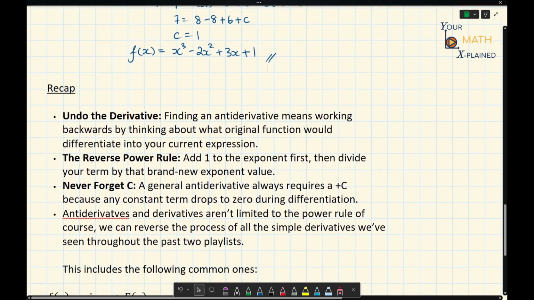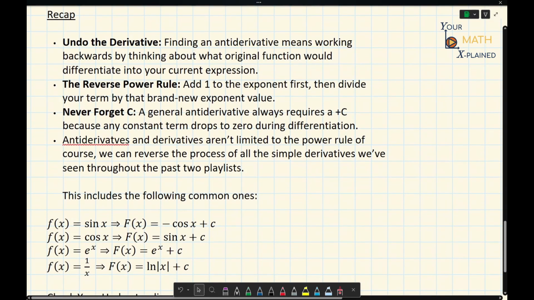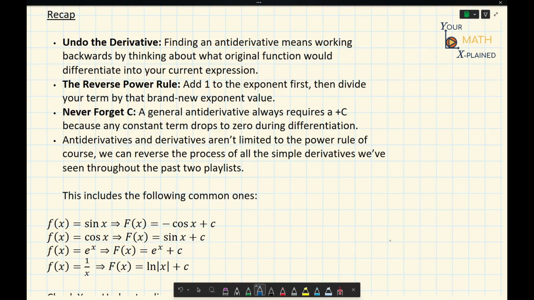And now let's do a quick recap of what we covered in this video. We learned that finding an antiderivative just means that we're working backwards by thinking about what the original function would have been so that when we differentiate it, it becomes a given expression. And so far, we've just focused on the reverse power rule, which is adding 1 to the exponent and then dividing the term by that brand new exponent value. And remember, the general antiderivative is always going to require a plus c at the end, because any constant term is going to become 0 when we differentiate it.